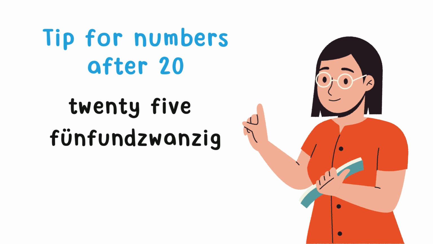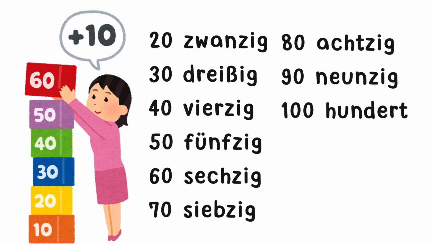Counting numbers up to 29 is the same. But you need to know the numbers in tens. Let's quickly have a look at them. Listen and repeat after me. 20, 30, 40, 50, 60, 70, 80, 90, 100.